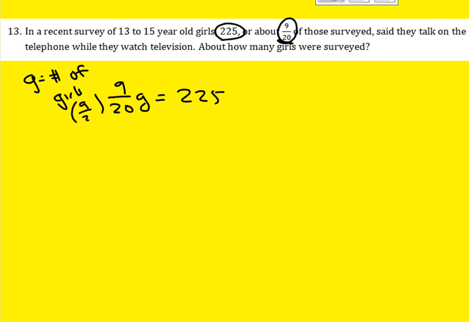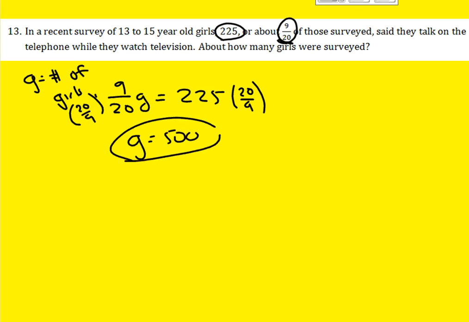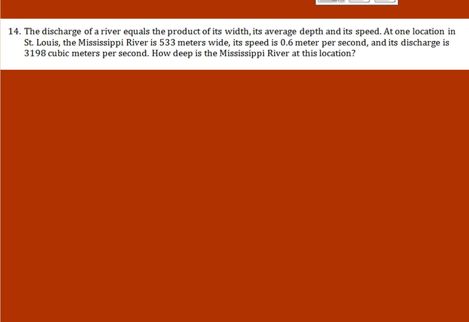So what I want to do is multiply by that flipped over. I don't want to multiply by exactly the same. Flip it over. So 225 times 20 divided by 9, I get 500. So 500 total girls were surveyed. And that should make sense, because 225 is 9/20ths. 9/20ths is actually just a little bit less than a half. So the number of girls surveyed should have been a little bit bigger than double that.